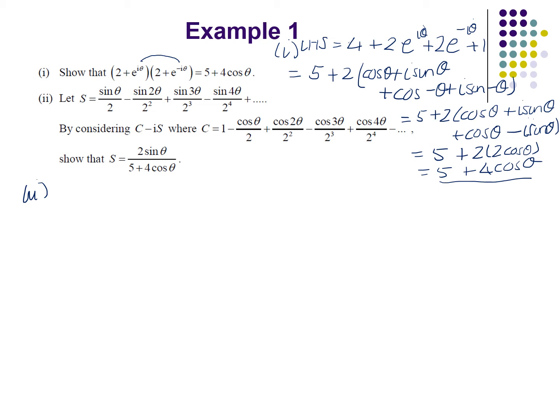Now, for the second part of the question, the examiner has told us to consider C minus iS. If you're not told to consider C minus iS, then by default you would normally consider C plus iS. We'll see why in a minute, why they've said C minus iS, but let's write out what C minus iS is. We've got S here and we've got C here. So C minus iS equals, the C bit goes 1 minus cos theta over 2 plus cos 2 theta over 2 squared, and then dot, dot, dot.